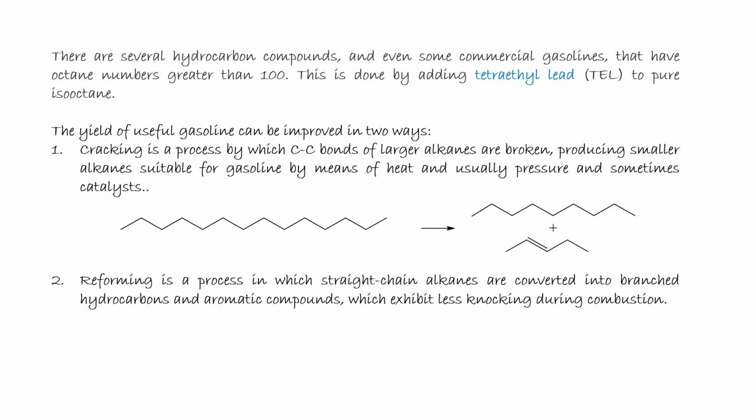Number 1. Cracking is a process by which carbon-carbon single bonds of larger alkanes are broken, producing smaller alkanes suitable for gasoline by means of heat and usually pressure and sometimes catalysts. Number two, reforming is a process in which straight-chain alkanes are converted into branched hydrocarbons and aromatic compounds which exhibit less knocking during combustion.